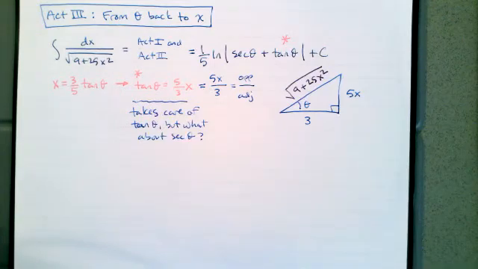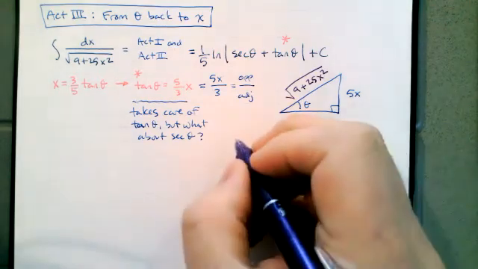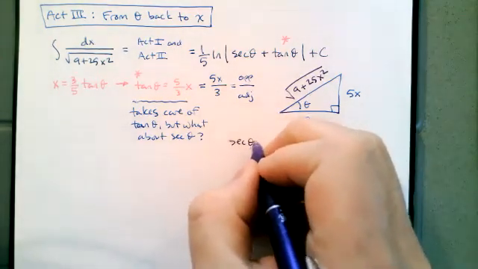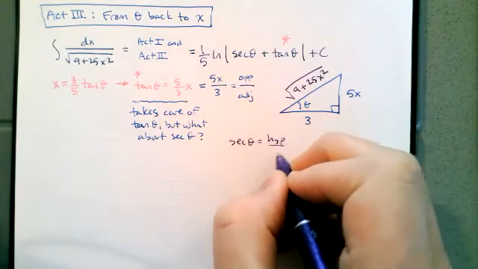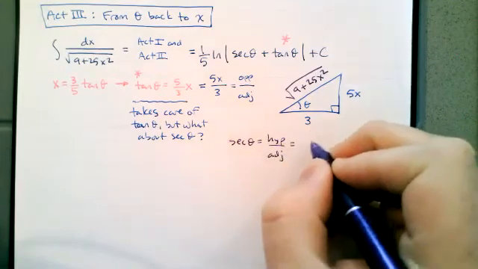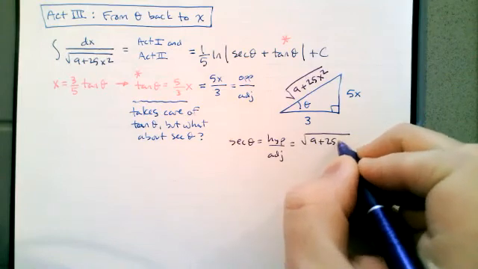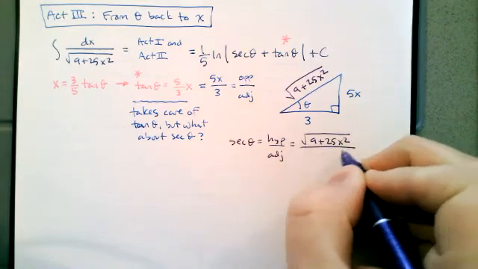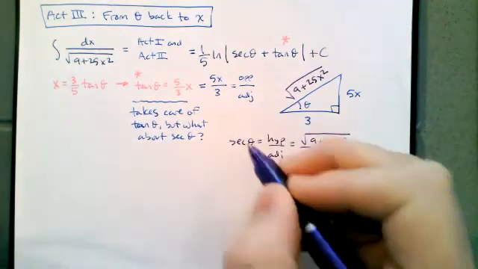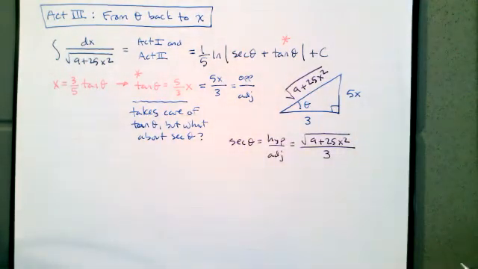Now what we're going to do is remember that the secant of theta, secant is 1 over cosine. Cosine is adjacent over hypotenuse. So secant is hypotenuse over adjacent. So secant theta is hypotenuse over adjacent. Hypotenuse is square root of 9 plus 25x squared, and adjacent is 3. Now I've got an expression in x for the secant of theta.